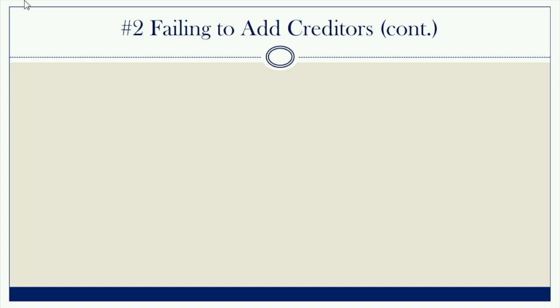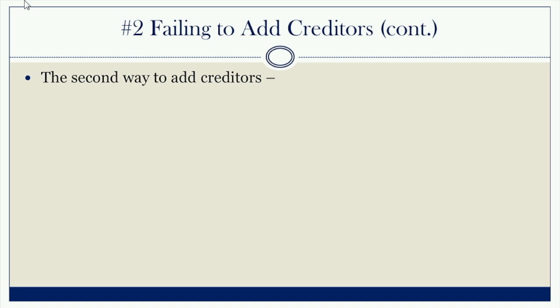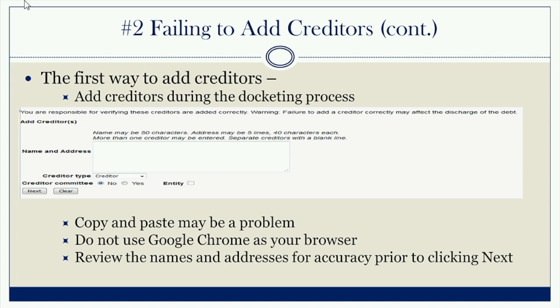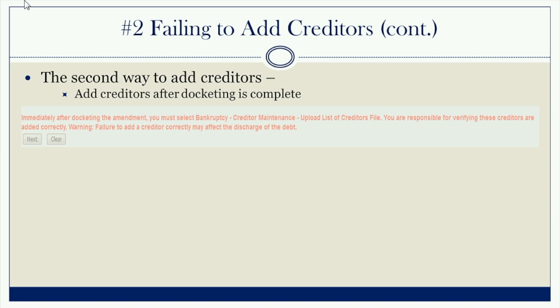The first way to add creditors is during the docketing process. There'll be a screen with a fillable field for you to enter each creditor. Copy and paste may be a problem. Character recognition is not always accurate. Do not use Google Chrome as your browser, as it has not been tested as being compatible with the ECF.